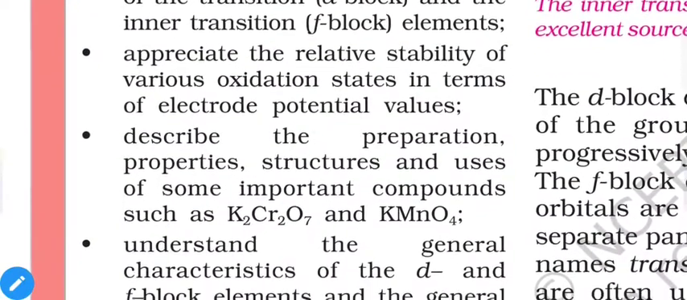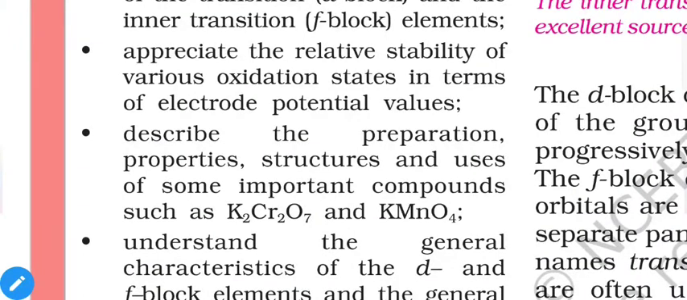Appreciate the relative stability of various oxidation states in terms of electrode potential values. Now what are electrode potential values? As we discussed in electrochemistry, electrode potential can be referred to as the tendency to reduce itself, and during this either it needs electricity as an energy source or it will produce electricity, and this value is known as electrode potential. Describe the preparation, properties, structures and uses for some important compounds such as K2Cr2O7 and KMnO4.